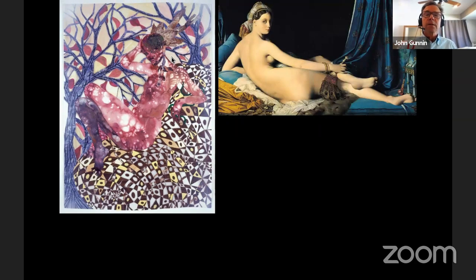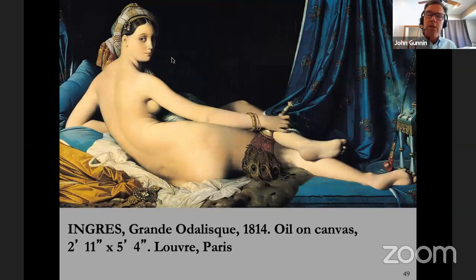So I think I'd like to come to the end here by reviewing another reclining female nude from your set. I put it next to the Wangechi Mutu because the Wangechi Mutu is very aware of this sort of exotic quality. And here we have a work that you studied in your image set that's definitely meant to be exotic, the Grande Odalisque by Ingres.